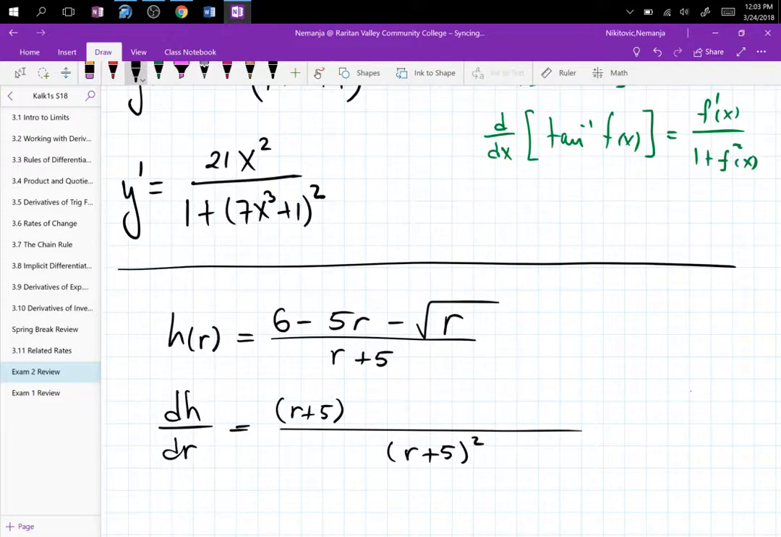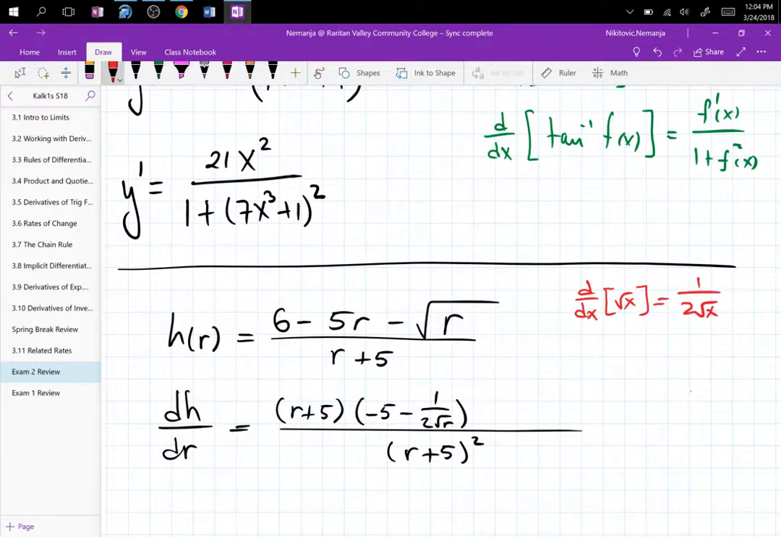Well, the derivative of 6 is 0. So we have the derivative of negative 5R is negative 5, minus 1 over 2 root R in the denominator. You might want to memorize that the derivative of square root of x is 1 over 2 root x to get these derivatives faster. We copy the numerator, and then the derivative of the denominator is just 1.